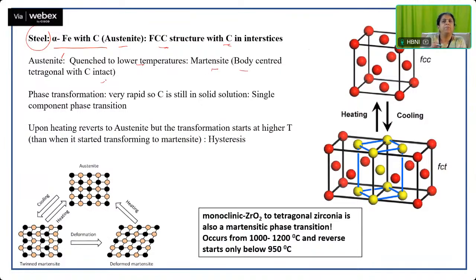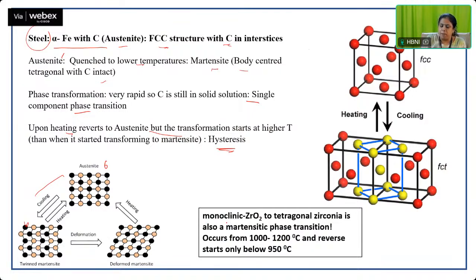Martensite is body centered and it is so fast that the carbon that was in the interstices of austenite still remains in the interstices of martensite. So it happens as if it is a single component phase transition. Now austenite, you cool, it goes to martensite. If you start heating the martensite, it will go to austenite, but that transformation will happen at a temperature higher than in the reverse direction. That is, you observe the hysteresis.